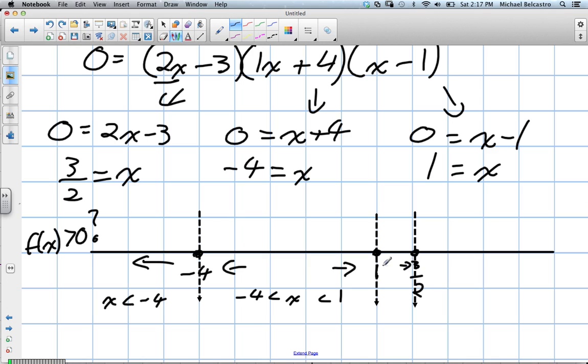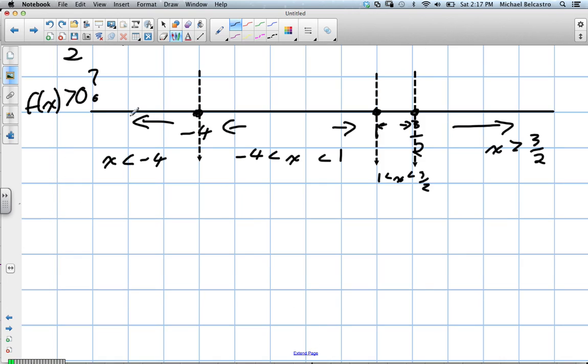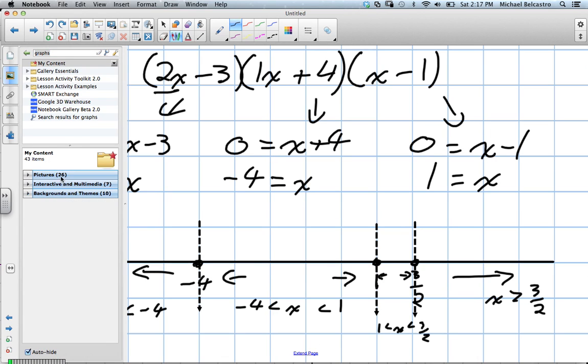The next interval is actually between these two points, because remember, these are x-intercepts. So again, these two intervals being when x is greater than 1 but less than 3 over 2. And then finally, this interval here is when x is greater than 3 over 2. Okay? So we'll try to connect this to a graph a little so this makes sense for us.